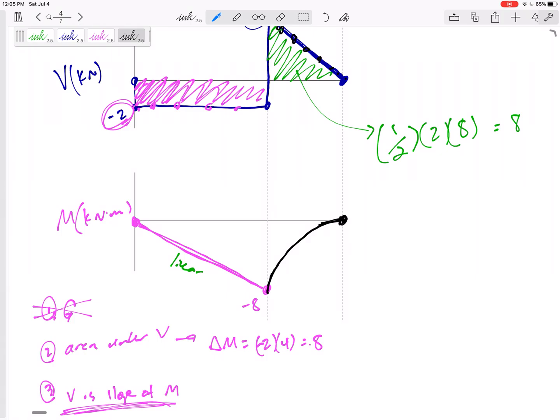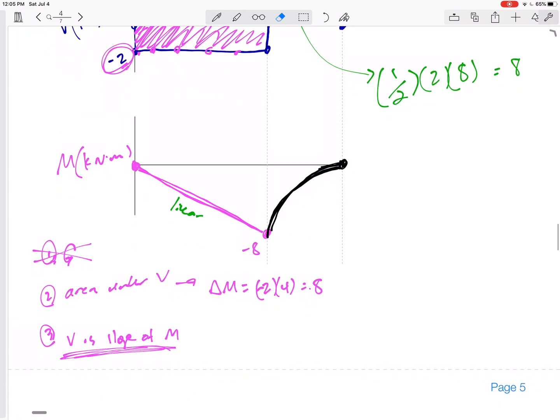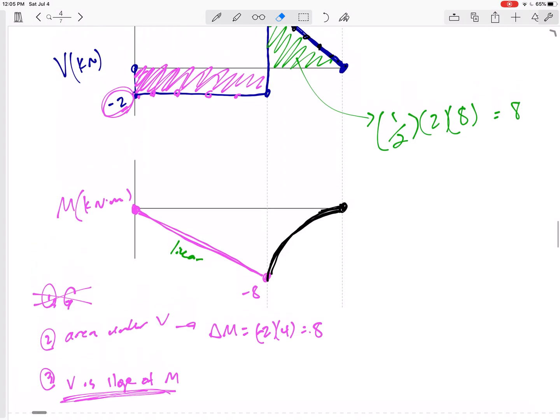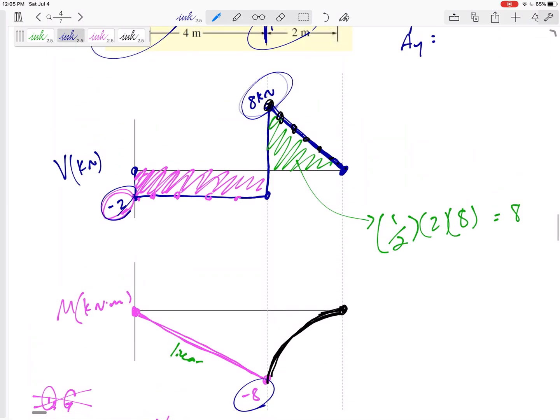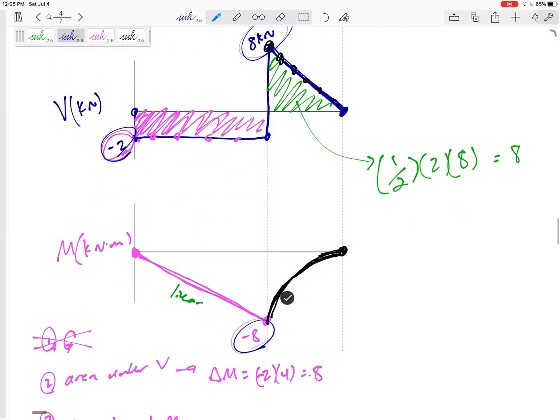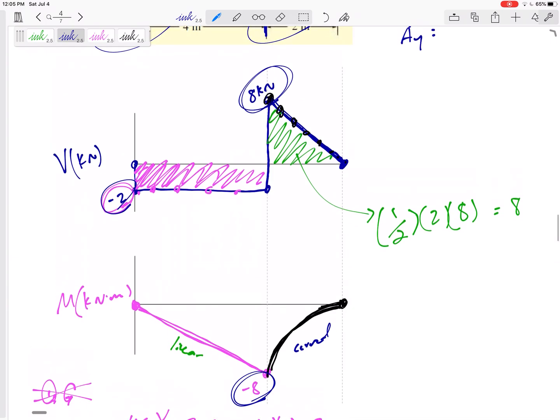And you could exaggerate it for me to make sure I know. You could say curved. I like to call that concave down, but just make sure that I know that that is curved. And that's it. I want you to label all the important points, right? So this is the only point you have to label is that -8, right? And then say, make sure this is linear, this is curved.